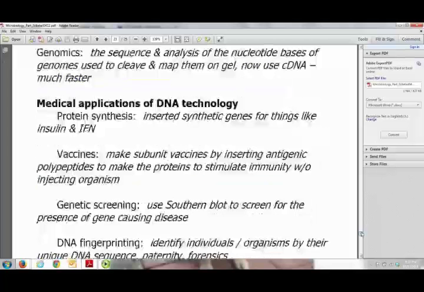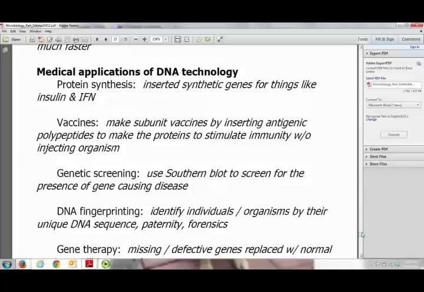So, medical applications of DNA technology. Protein synthesis: you can insert synthetic genes for things like insulin and interferon. Vaccines: subunit vaccines are made by inserting antigenic polypeptides to make the proteins that will stimulate immunity without actually having to inject the organism. A subunit vaccine is going to be safer because you're just going to give the polypeptides to stimulate the immune system. The organism is not actually introduced into the body at all. Hepatitis B is one example of this type of vaccine.